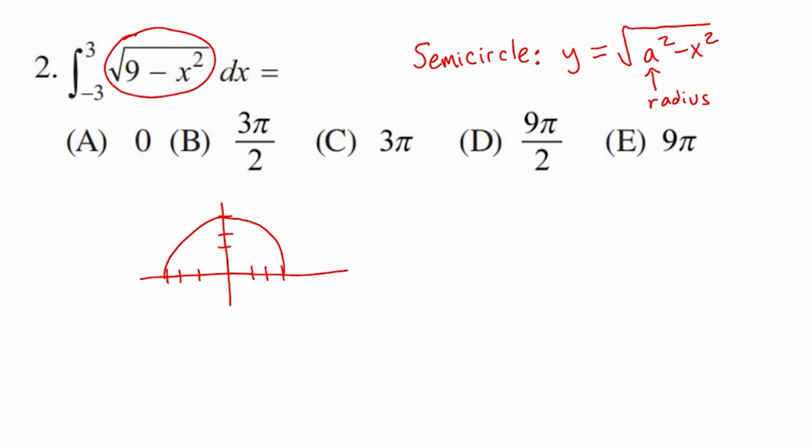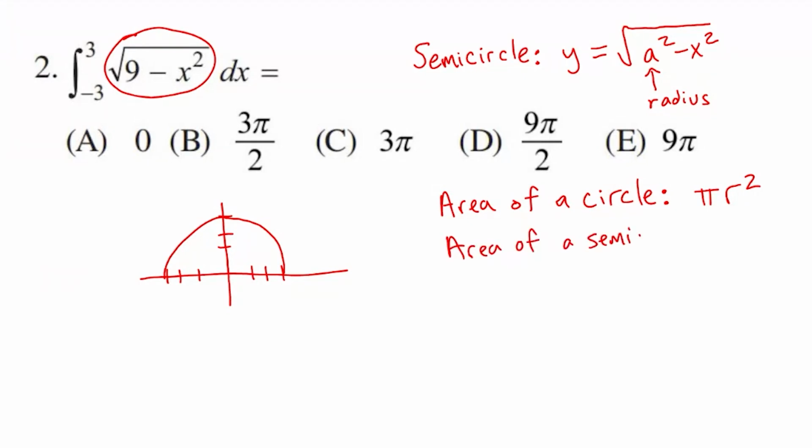Now, the reason why looking at this problem visually is so helpful is because you should know what the formula is for the area of a circle. The area of a circle is pi r squared. It's a pretty common formula, and I think it would be reasonable to expect you to know that. Now this is just a semicircle, so it's just half that. So the area of a semicircle would be 1/2 pi r squared.